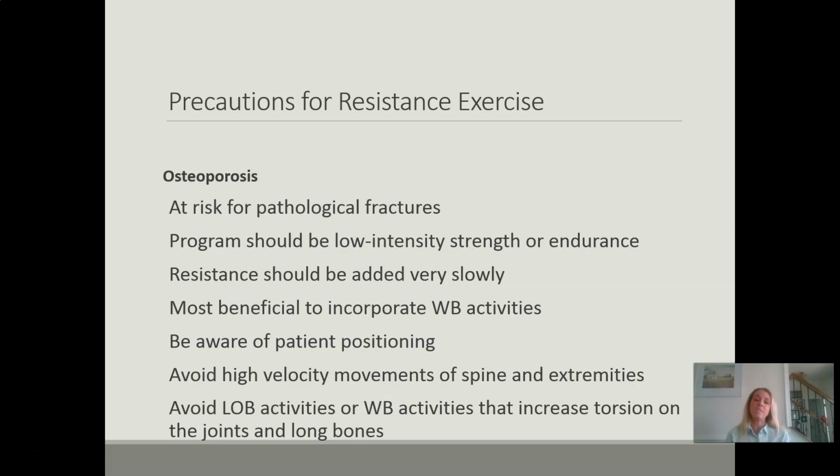So watch the patient position, avoid any high velocity movements, watch for loss of balance because we don't want them to fall and end up with a fracture that way. And we will get into this as we get into exercise for the older adult later on. But one thing we definitely want to avoid with our patients with osteoporosis is abdominal crunches or any type of flexion of the trunk. They already might be in a flexed posture, but we don't want to put any more force on the vertebrae, so we will avoid those types of exercises as well.